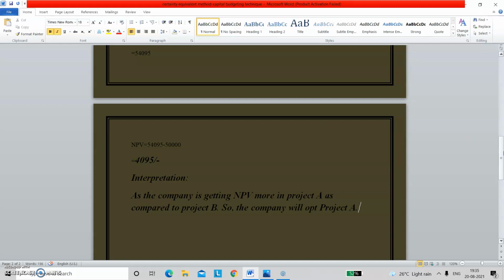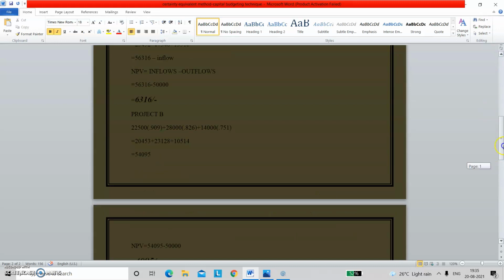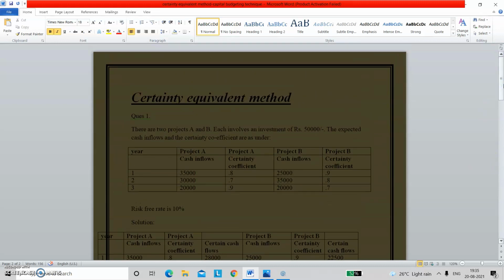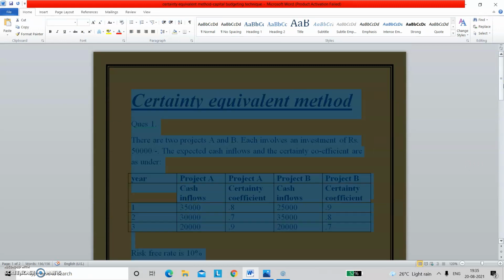you can easily fetch the marks, right? So this is one of the other methods and a very important method, right? So I hope this is clear to you. Fine. Keep practicing these questions, and in the next video we are going to understand one more technique for capital budgeting. Thank you.